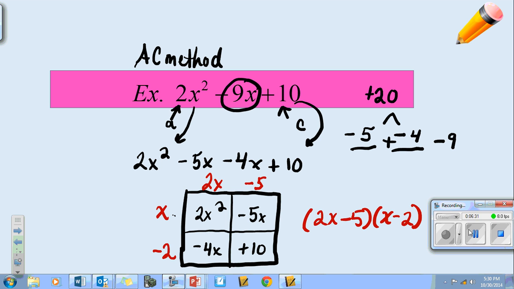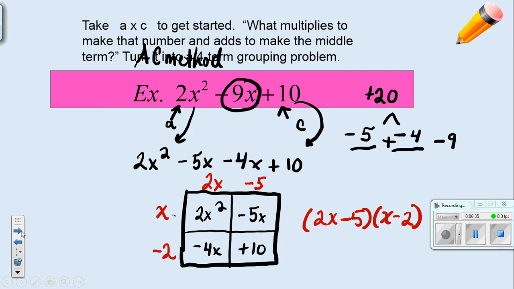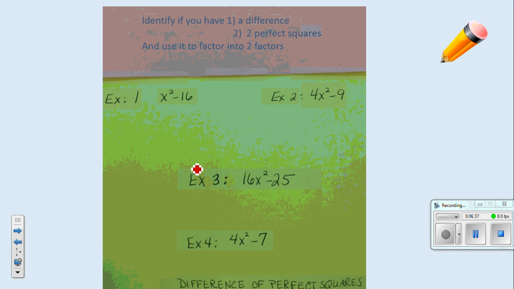All right, that ends the AC method. Okay, let's move on to the last method. All right, so the last method that we're going to learn in chapter 4 is identifying the difference of two perfect squares. So there's a couple things that we need to talk about here.